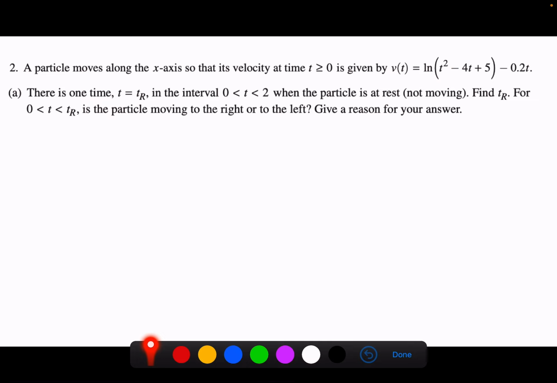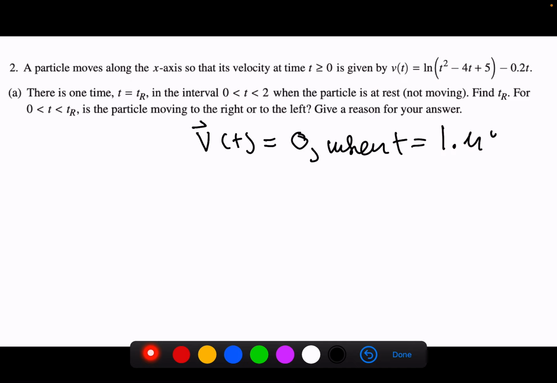Okay, so the particle being at rest means that the velocity has to equal 0. So essentially we graph the velocity and we find when t is equal to, if we take a look at our graph, 1.426. So that is the first part of the question. Now, is the particle moving to the right or to the left?